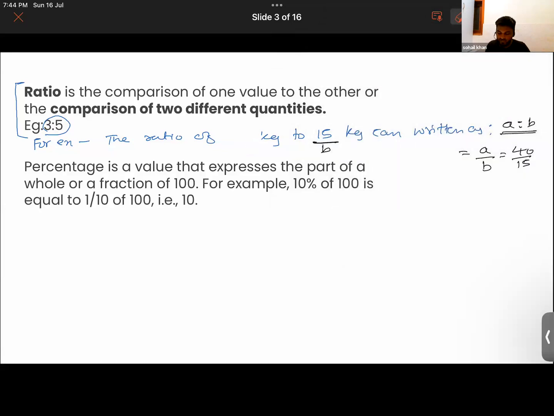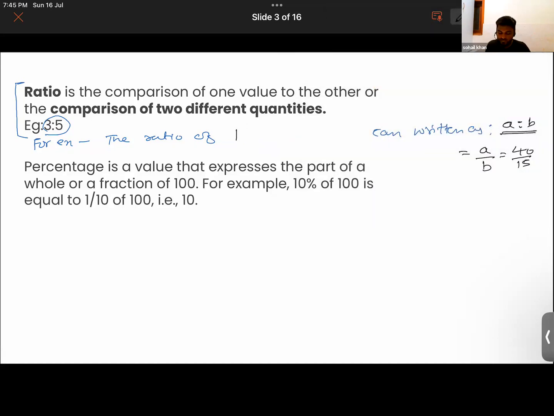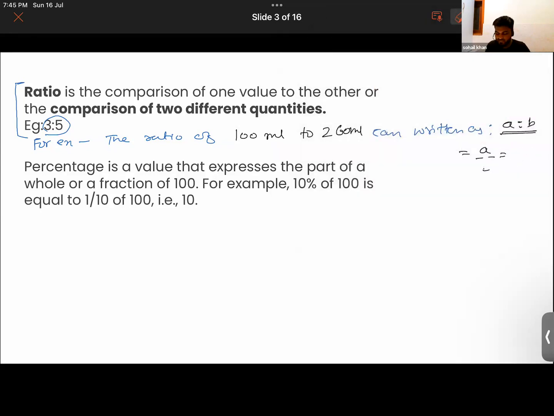Solve one more similar question. Now take the ratio of 100 ml to 260 ml. How can we write it? Answer in the chat box.